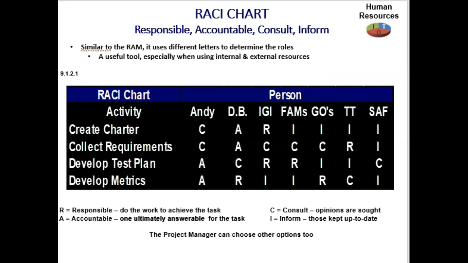So if the activity is to create the charter, you see we're going to consult with Andy, but a guy named DB was accountable for making sure it got done, the one person. Then I had other units, it doesn't matter what their names are. I was responsible, and I would inform. For collect requirements, they would consult with Andy, which was actually me in this slide. And DB was still accountable, but I would consult.